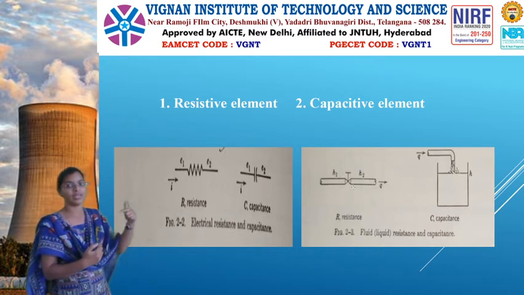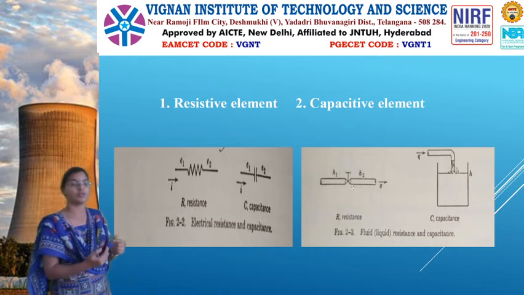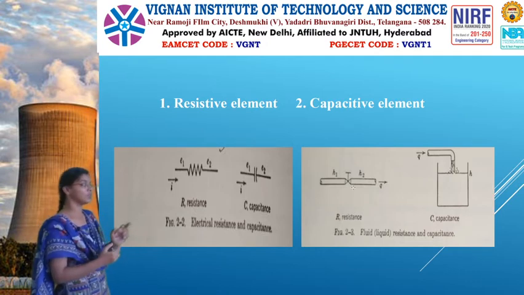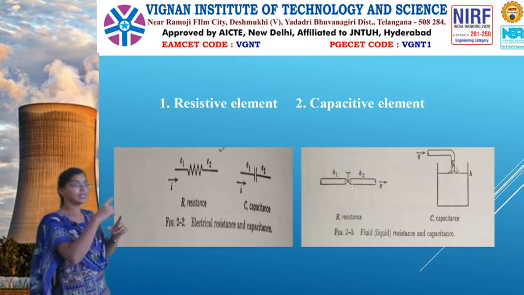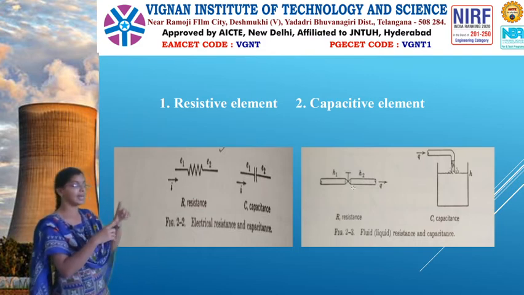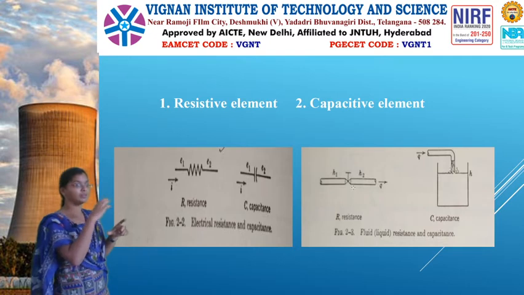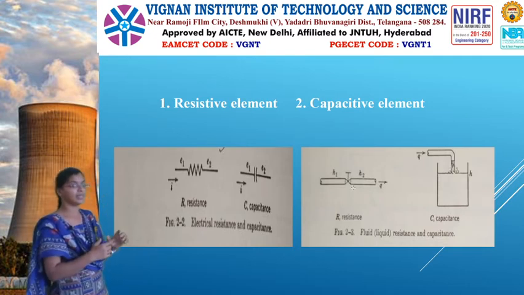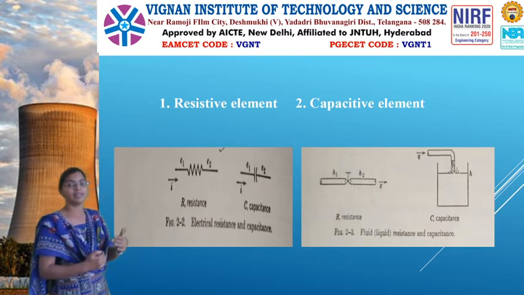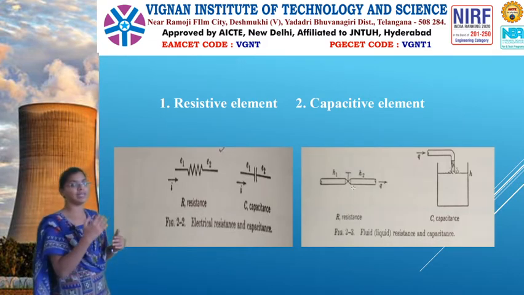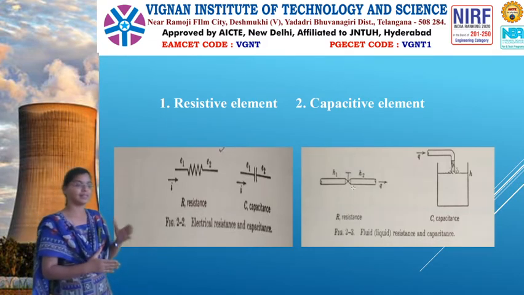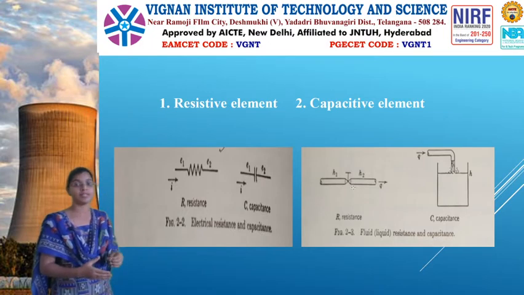Q is a flowing element. So Q equals C, the capacitive constant that stores, into the storage element here, which is the height of the tank or the height of the liquid, so dH by dt. So we can write the equation for the capacitive element as Q equals C into dH by dt. So these are the two basic elements we are going to use in process dynamics.